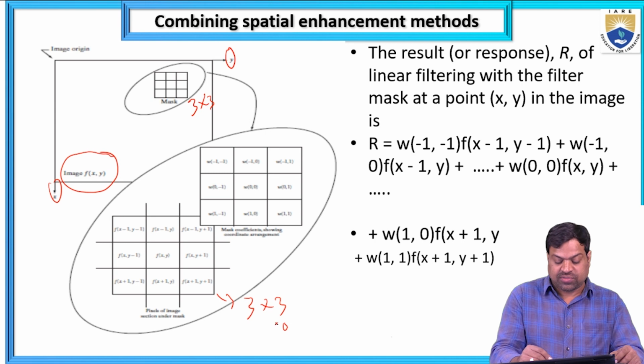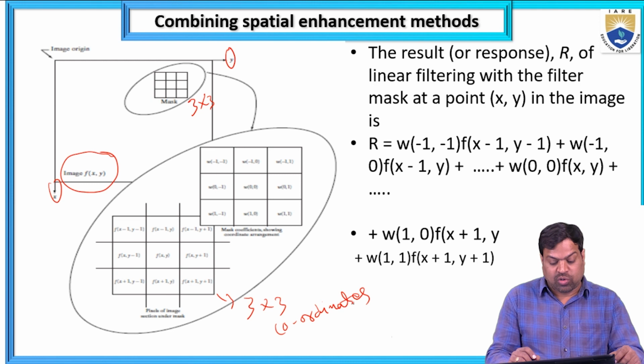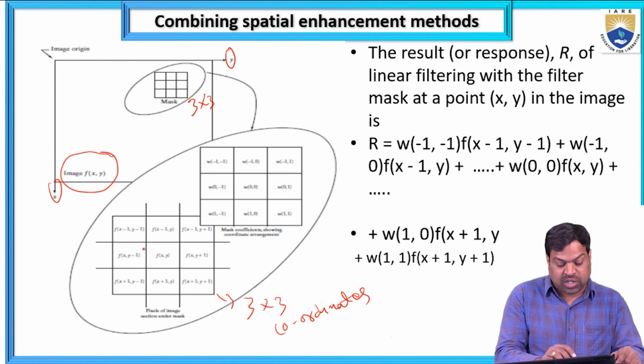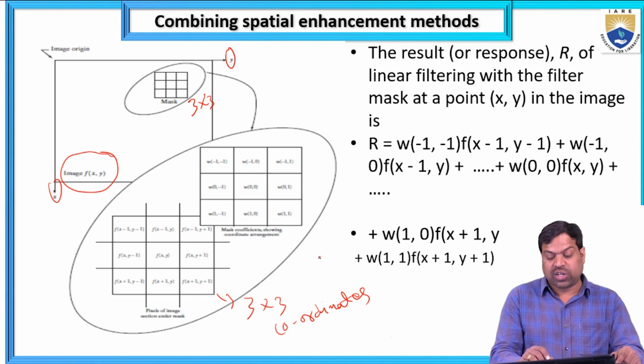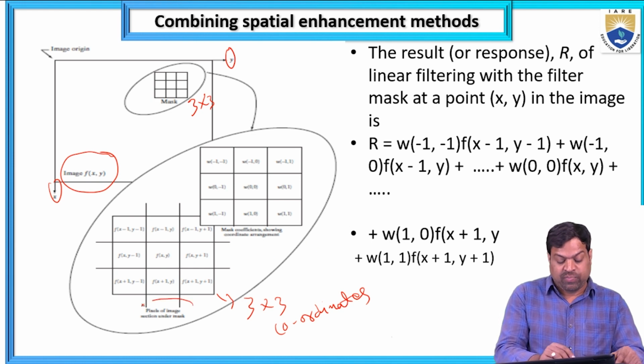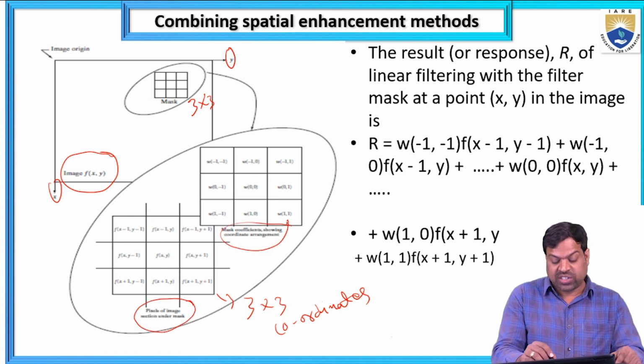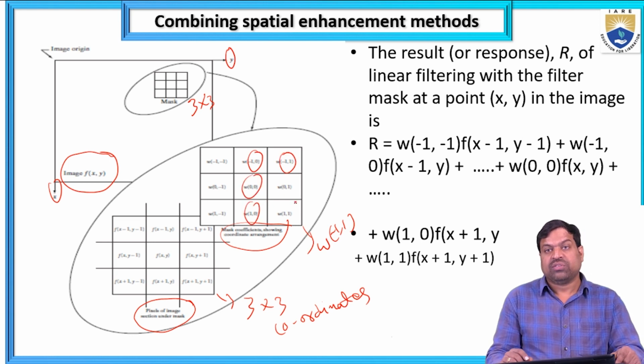What are the coordinates of this one? f of x minus 1 comma y minus 1, f of x minus 1 comma y, f of x minus 1 comma y plus 1, f of x comma y minus 1, f of x comma y, and so on. I am taking the 3x3 coordinates. It is the image, and it is the mask size. For the mask I am taking w of minus 1 comma minus 1, minus 1 comma 0, minus 1 comma 1, 0 comma 0, 1 comma minus 1, and so on. These are the coordinates of the mask.